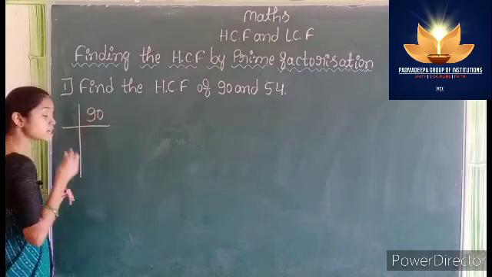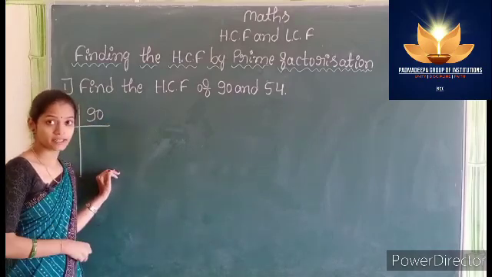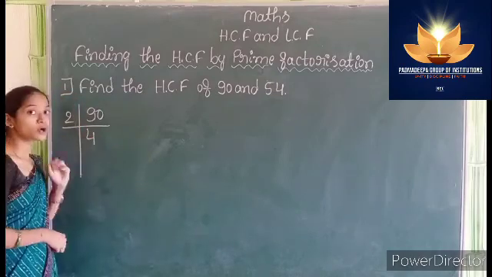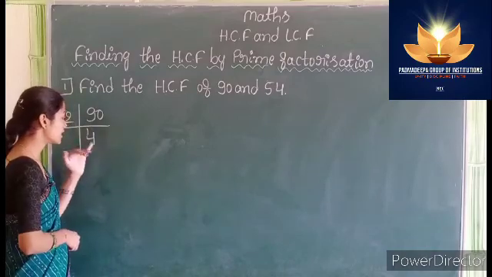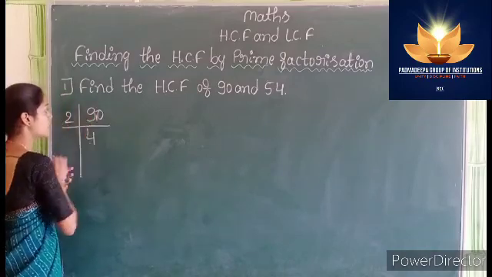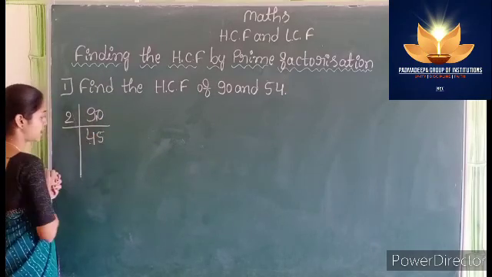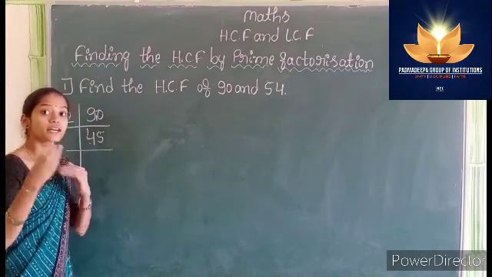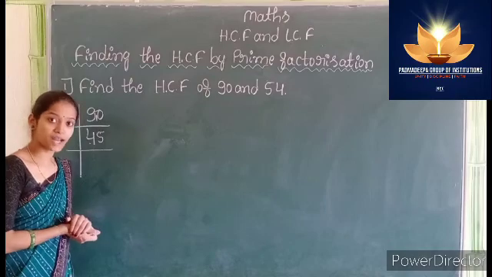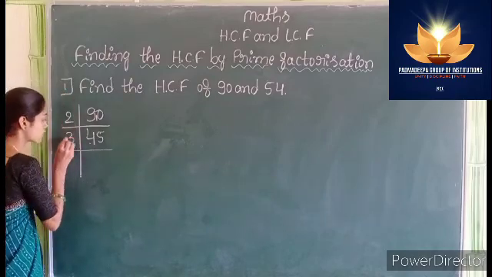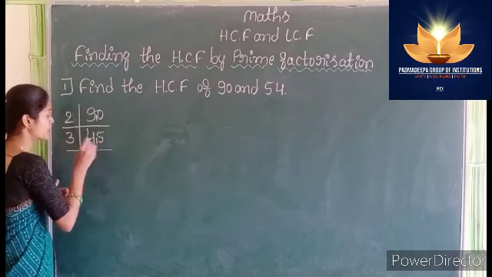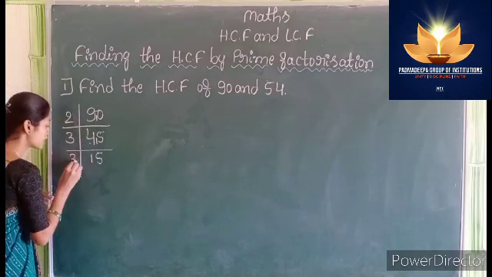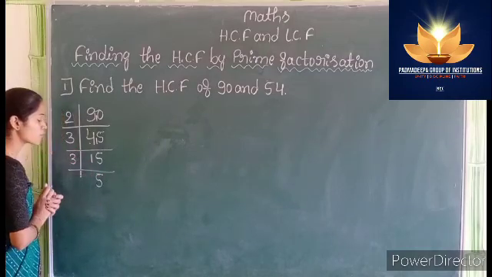We have to take the smallest possible prime factor, that is 2. 2 4s are 8, 1 left, so 2 5s are 10. Remember, the quotient should be written in the next line. Then this 45 is not divided by 2, so we have to consider the next smallest possible prime factor, that is 3. 3 1s are 3, 1 left, so 3 5s are 15. This 15 is divided by 3, 3 5s are 15.